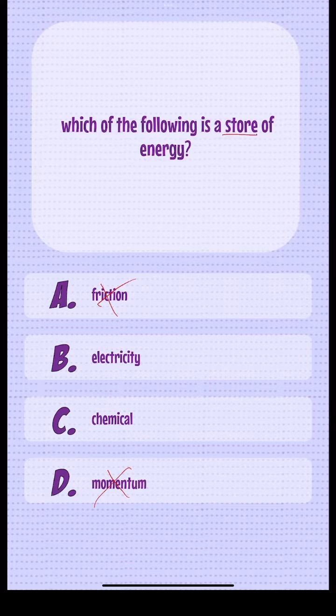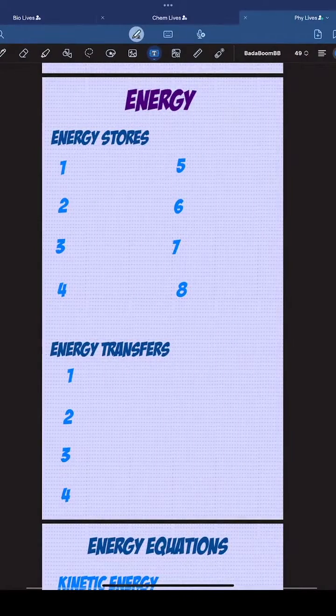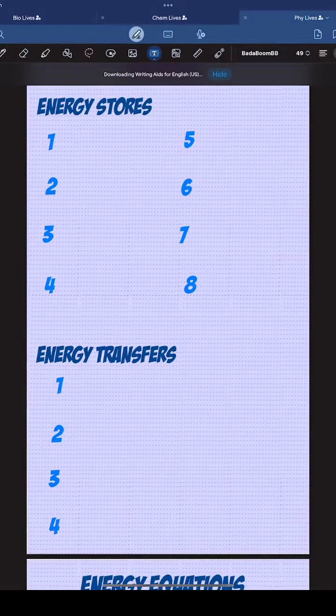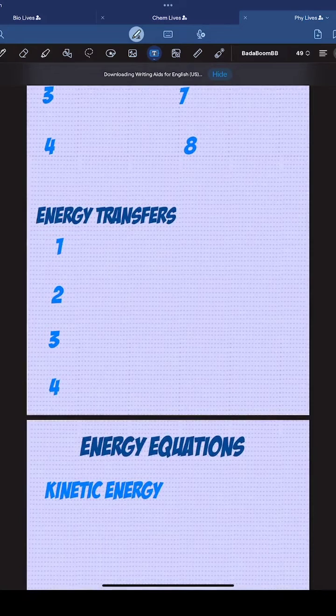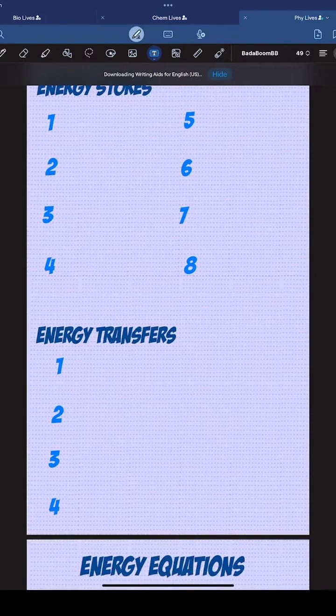There's two different things. There's a store of energy and there's a transfer of energy. We're going to look at both. So energy stores, get this up again. For energy stores, there's 8 different energy stores you need to know. Energy transfers, there's 4 different energy transfers that you need to know.